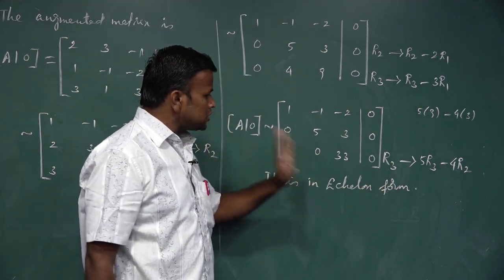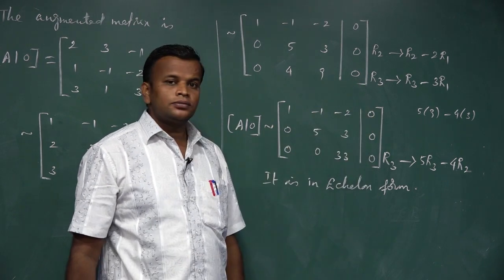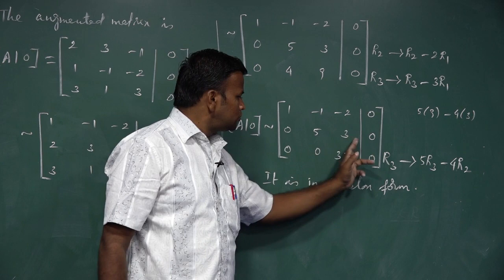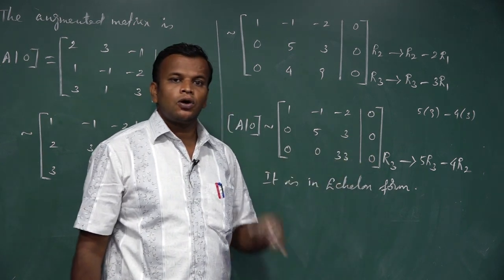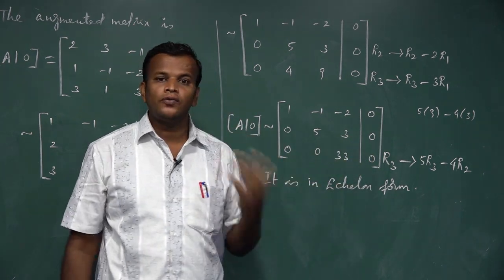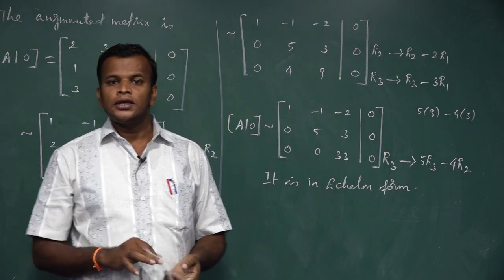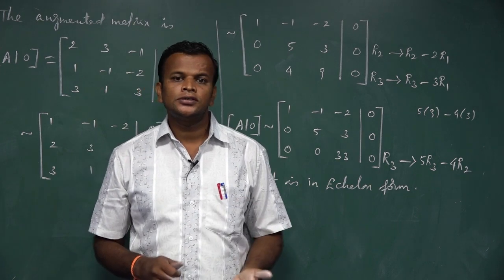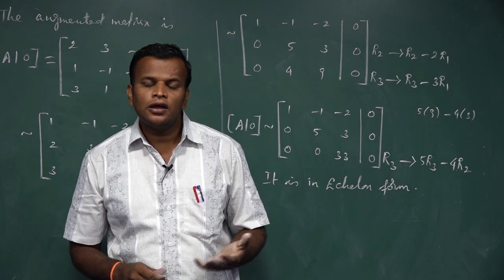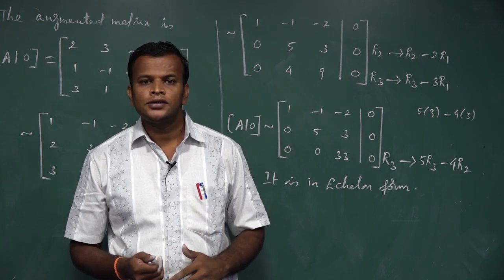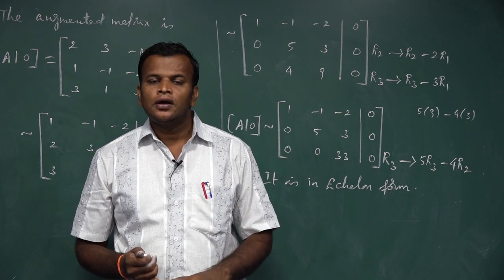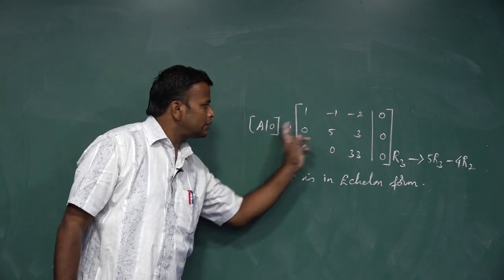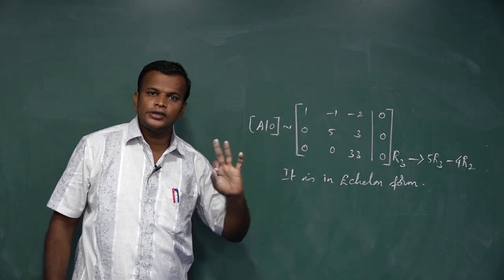Suppose we consider the matrix A only. We leave the last column. The rank is also 3. 1, 2, 3. So rank of A|0 and rank of A are both equal to 3, which is the number of unknowns. Therefore, what is the solution? It falls in the first case. It has a unique solution and also the trivial solution. Rank of A|0 and rank of A are both equal to 3.